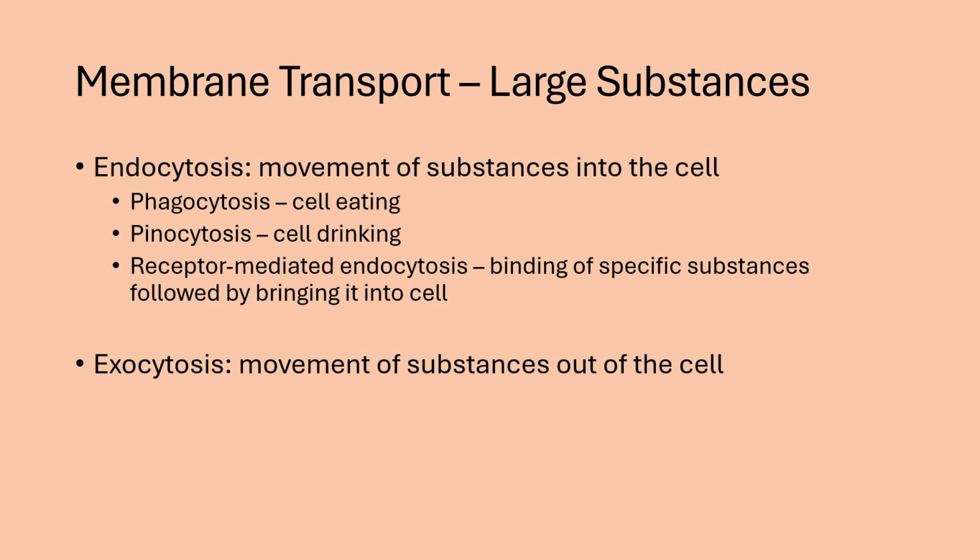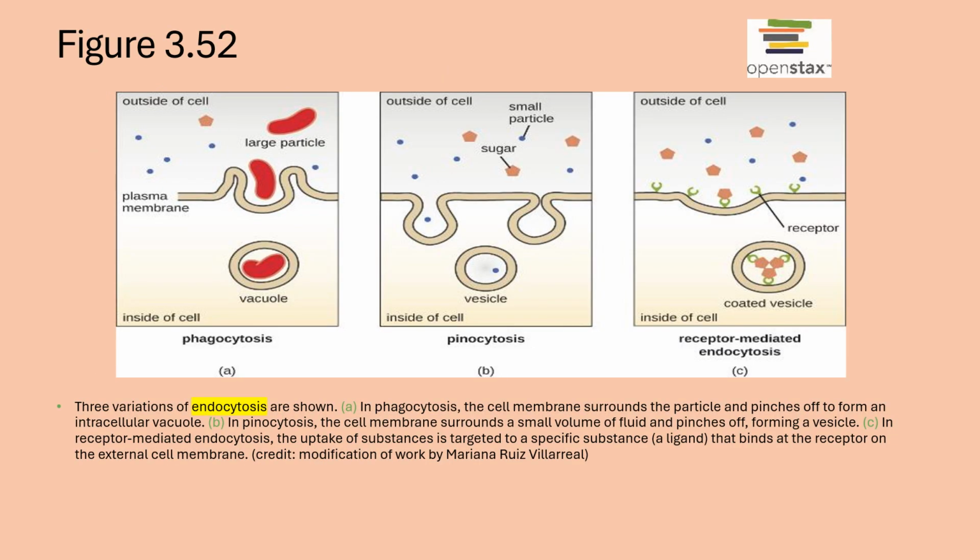In terms of membrane transport for large substances, we talked about small things with passive and active transport. For large substances, sometimes things are just too big to pass through. So endocytosis is you're moving substances into the cell. Phagocytosis, you're moving solid things, so it's often referred to as cell eating. Pinocytosis, you're moving liquid. It's often referred to as cell drinking. And receptor-mediated endocytosis, your binding is very specific as to what the substance is that you're bringing into the cell. Exocytosis, now you're moving the substances out of the cell. Oftentimes it's waste products.